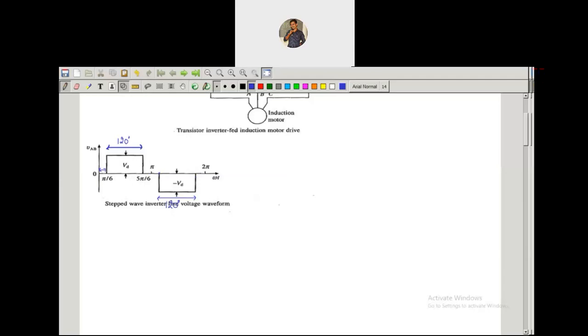That is 30 degrees, where the switches are not operating. This is also 30 degrees. So from this point up to this point, this will be 30 plus 30. It will be 60 degrees.